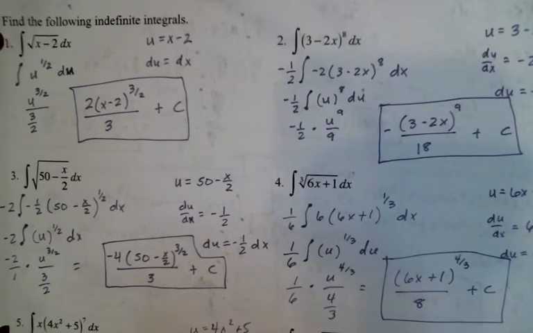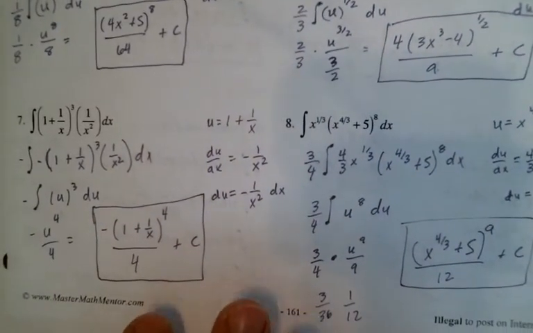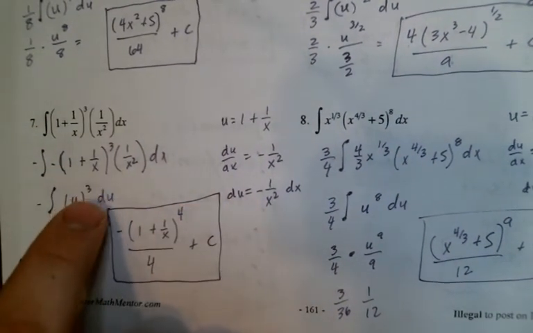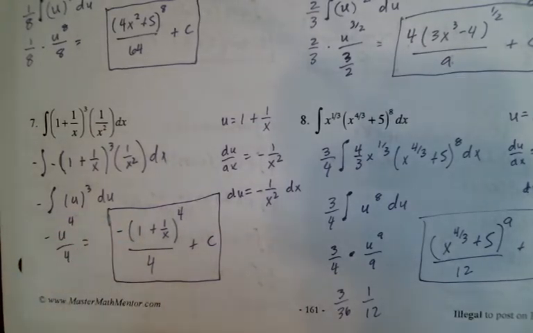So, any questions at all over the homework? Any specific questions you want to see me work? Okay. So, Morgan says on number 7, this has two expressions right here, and she wants to know which one is u, which is a good question.